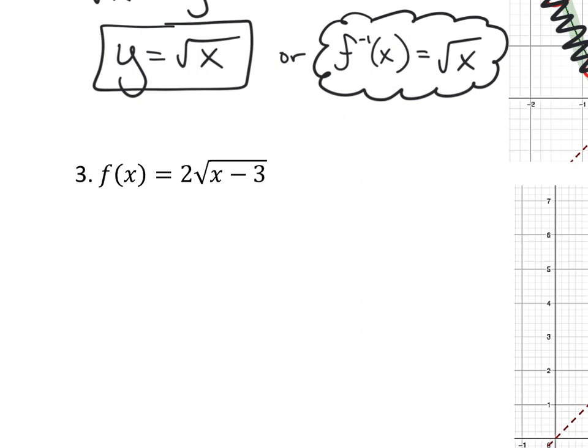First thing I do is I switch f of x with y so that we can have x's and y's in my equation. What's the second thing that I do? We will hold on to that step, but before we do that, what do we need to switch? The x's and the y's. Very good.